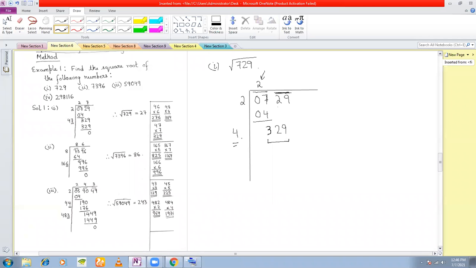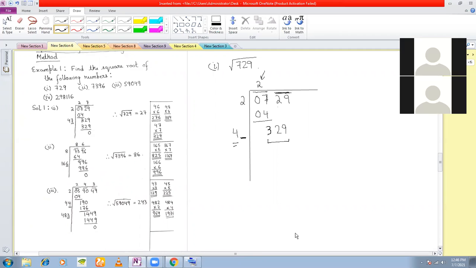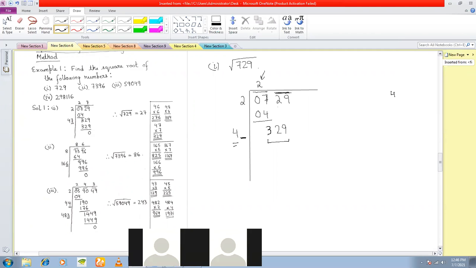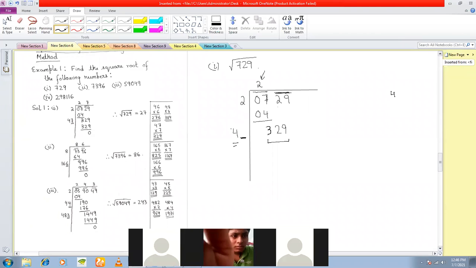So what I will do is I will try to insert a digit here. What digit? It can be a 0, it can be a 1, it can be a 2, it can be any digit between 0 and 9. Suppose I am putting here a 2, so I get 42. Since I'm putting a 2 here, I will multiply 42 with 2.